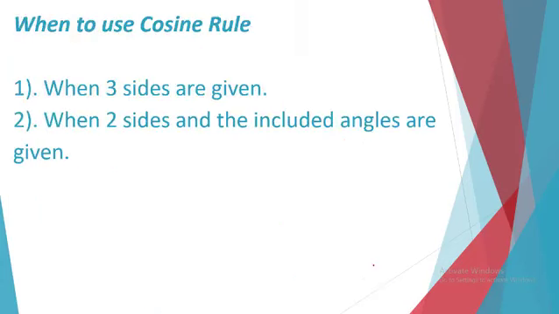So let us look at when to use the cosine rule. We use the cosine rule when three sides are given in a triangle. When three sides of a triangle are given, then we use the cosine rule. Also, when two sides and the included angle are given, we use what? The cosine rule. Do we understand? So let us take some examples.